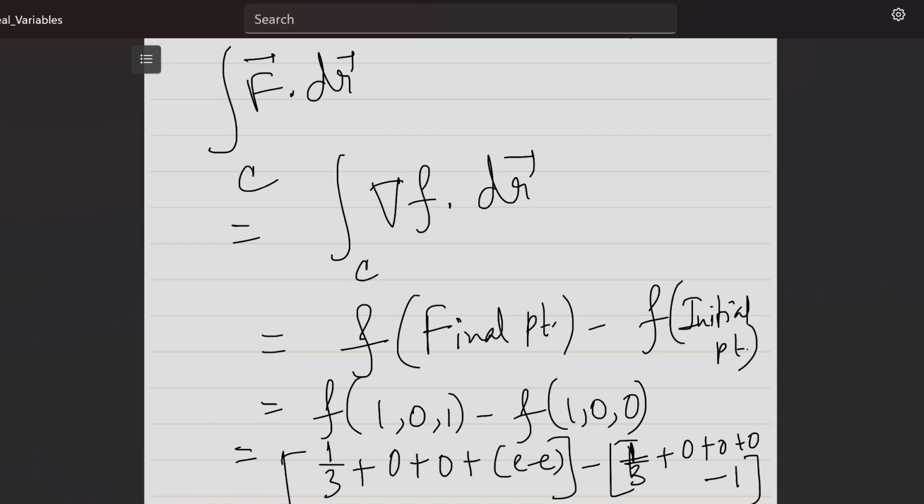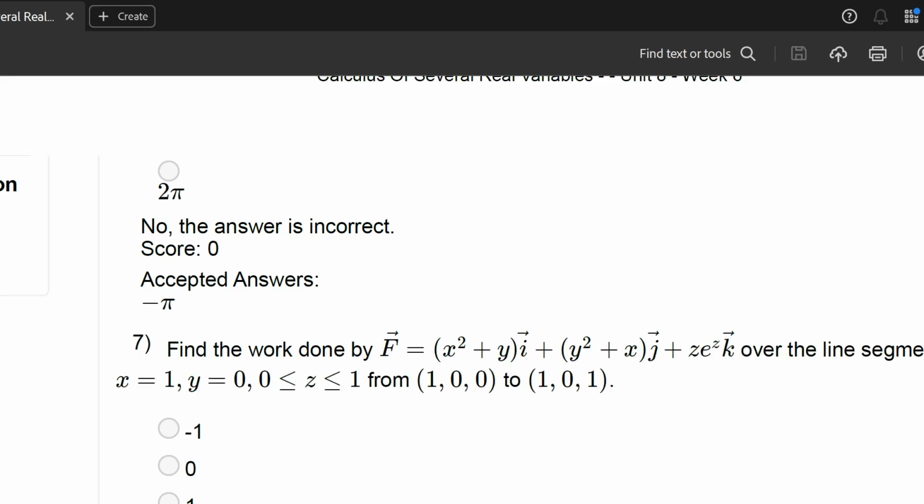This is a good problem because you don't know the path. So directly you cannot find. You don't know the path completely, which path you will go. So answer is 1, option number C. Correct?